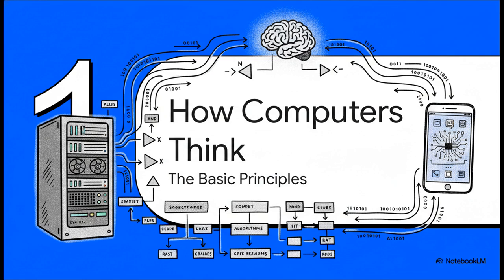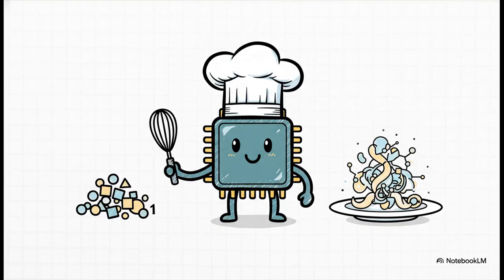And what might surprise you is that every single computer, from a giant server in a data center to the smartphone in your hand, follows the exact same set of fundamental rules. Okay, to make this super easy to understand, we're going to use an analogy. I want you to imagine your computer is like a world-class chef. It takes a bunch of raw ingredients and turns them into something amazing, all by following a very specific recipe.